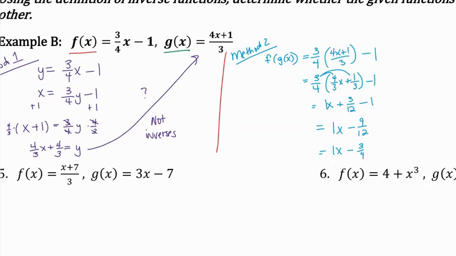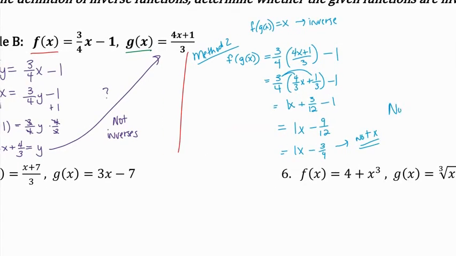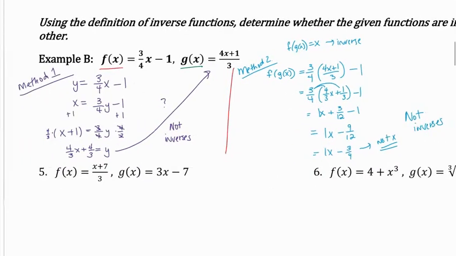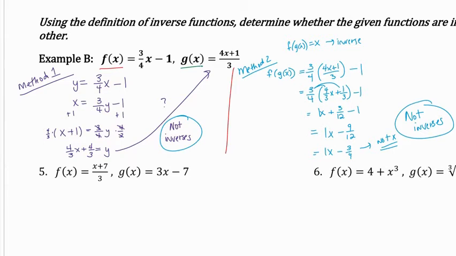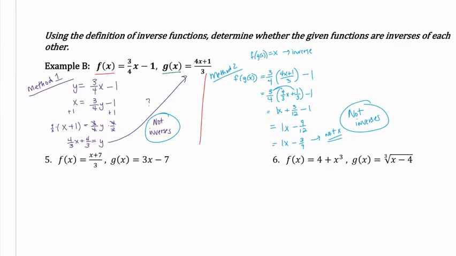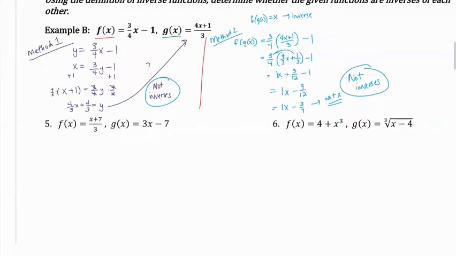And the reason we know, if I end up with f of g of x equals x, then that tells me it's an inverse, right? But I did not end up with just x. So if it's not x, then that means they are not inverses. Okay, now you don't have to do both methods. You can choose which one you like, but either way, we end up with that same answer, that they are not inverses. Okay, all right, so try the same thing on 5 and 6 there. See if you can do the same process.